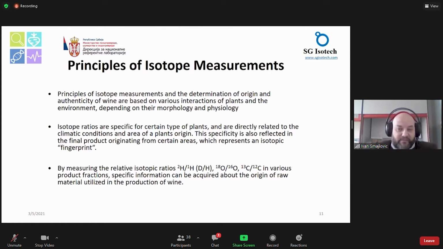But what does it say? The preparation of the sample and isolation of the analyte which will be analyzed is very, very important here. And the purity of the analyte is even more important, because when we are talking about stable isotopes, it is very important that we don't have isotopic fractionation.